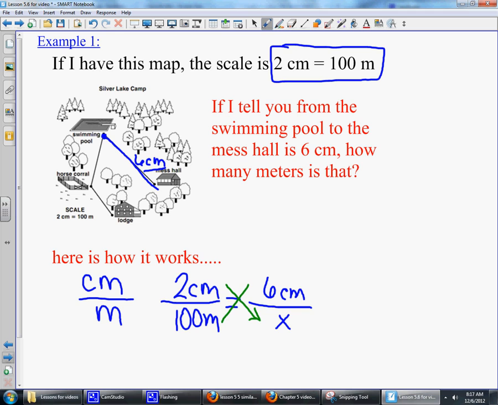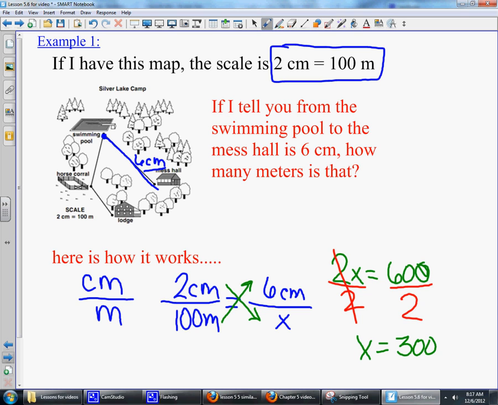So we're going to cross multiply. So we have 2x equals 6 times 100, which is 600. And to solve that, we're going to divide by 2. 2x divided by 2 is x, and 600 divided by 2 is 300. So that means that from the swimming pool to the mess hall, it's 300 meters. That would be the actual distance from the swimming pool to the mess hall.